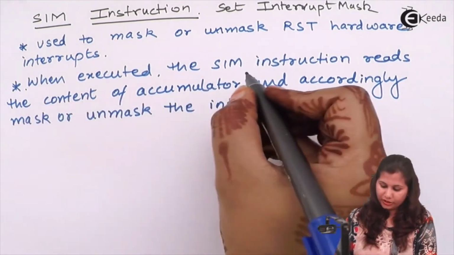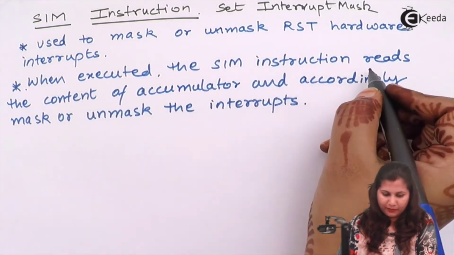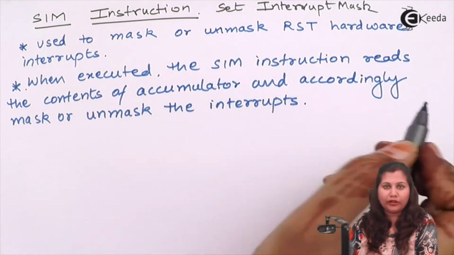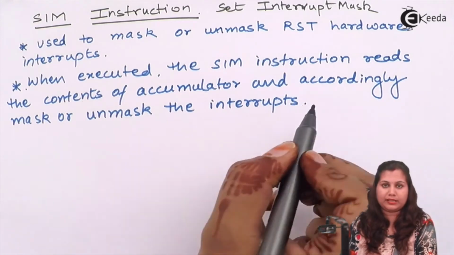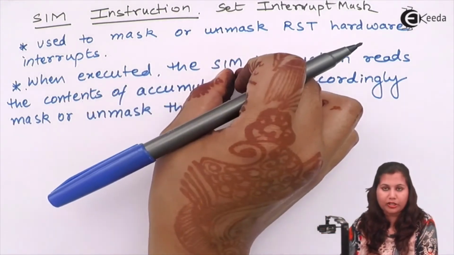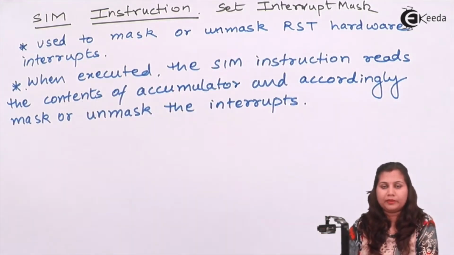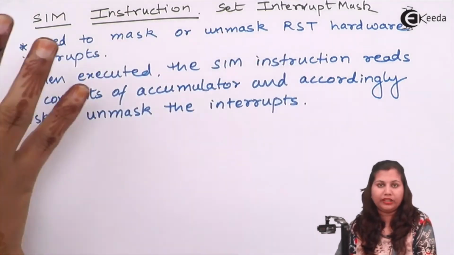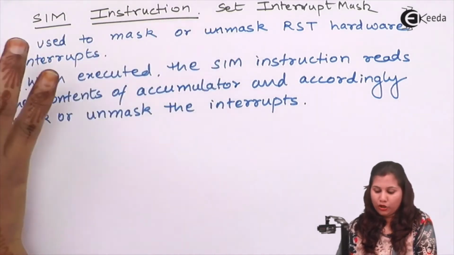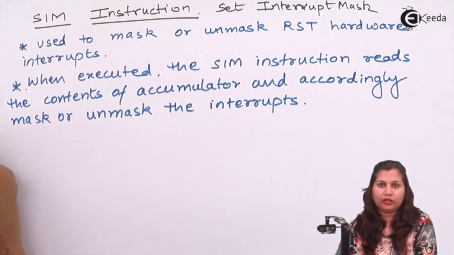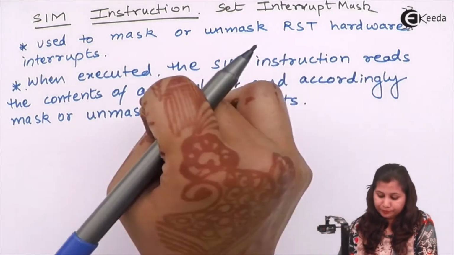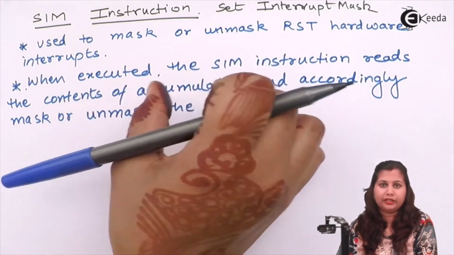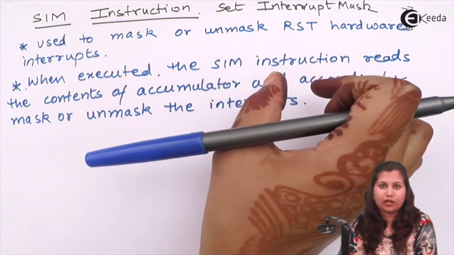So when the SIM instruction is executed, it is going to read the contents of the accumulator, and accordingly it is going to mask or unmask the interrupt. This instruction is written in the program of the microprocessor, and it is going to read the contents of the accumulator. So we have to provide the control word. The control word is the contents of the accumulator, and that control word will affect this SIM instruction.